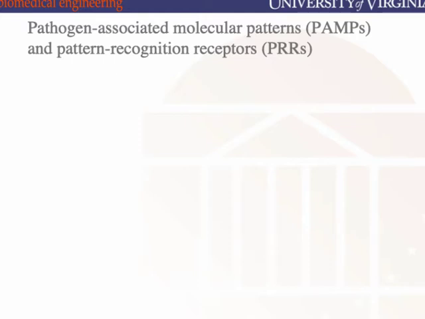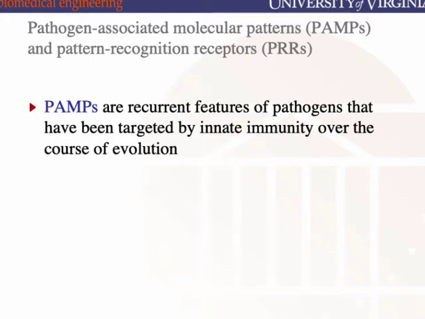And how cell-mediated innate immunity works is not only through that phagocytic process that we introduced in pre-lecture, but now more specifically we're going to talk about these pathogen-associated molecular patterns that different pathogens are presenting, and their complementary receptors, or the proteins that are going to recognize those molecular patterns. All right, so if we define them, PAMPs, or pathogen-associated molecular patterns, are recurrent features of pathogens that have been targeted by innate immunity. Okay? And this is done over the course of evolution.